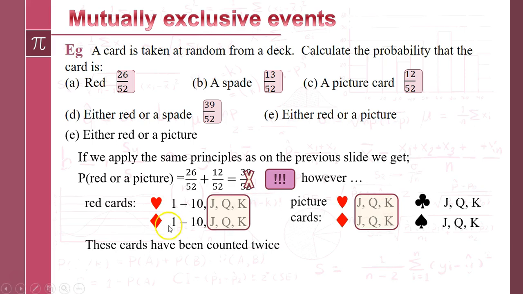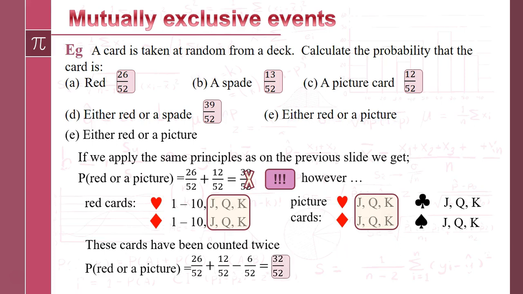So they were included as part of this 26, they were included as part of this 12. So in actual fact, they've been double counted. So when events are not mutually exclusive, when there is an overlap, because it is perfectly possible, as we can see, to get a card that's red and a picture at the same time, we've got to be aware of this issue of double counting.